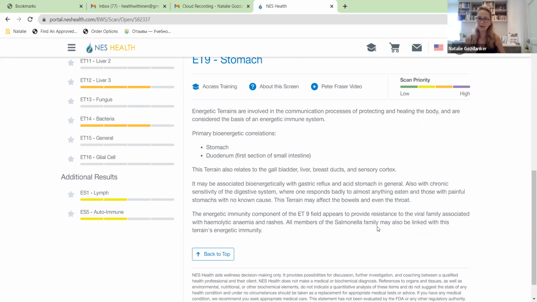And usually DCT comes up when there is an activity of the viral family associated with hemolytic anemia and some sort of rashes. All members of Salmonella family may be also linked here, and similar types of disorders. But usually people who show this on a regular basis suffer from gastric reflux, acid stomach issues in general, also chronic sensitivity in the digestive system, not only in the upper part of the digestive system, but could be IBS and ulcerative colitis as well.